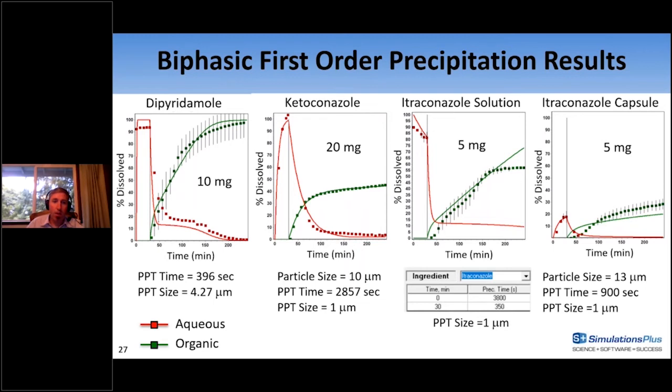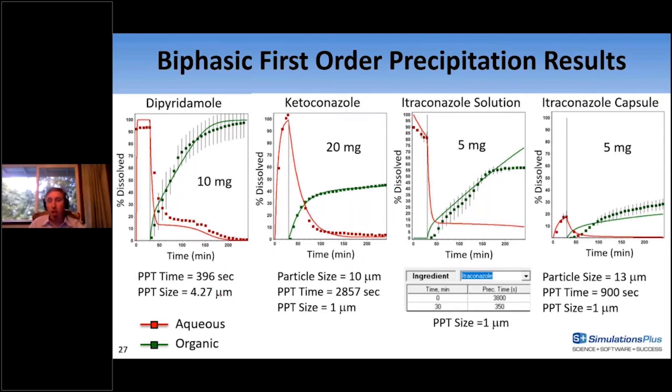And these are the overall parameters we get to best fit both the organic appearance data and the aqueous data. So 396 seconds for the precipitation time, and a precipitate size of 4.27 was calculated. We'll talk about that on the next slide. For ketoconazole, 2,857 seconds for the precipitation time.